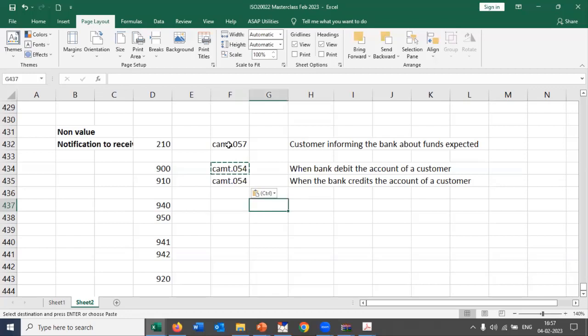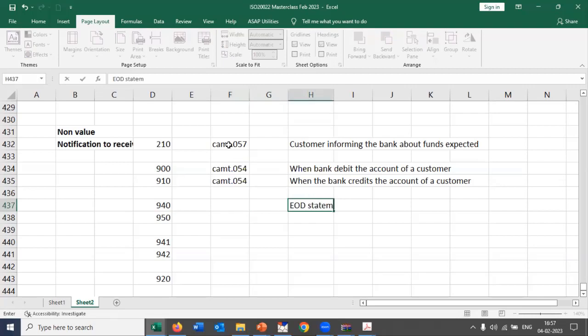Then 940 and 950 are EOD statements. The first one is called customer statement, and this one is again an EOD statement, but this is called purely a statement.